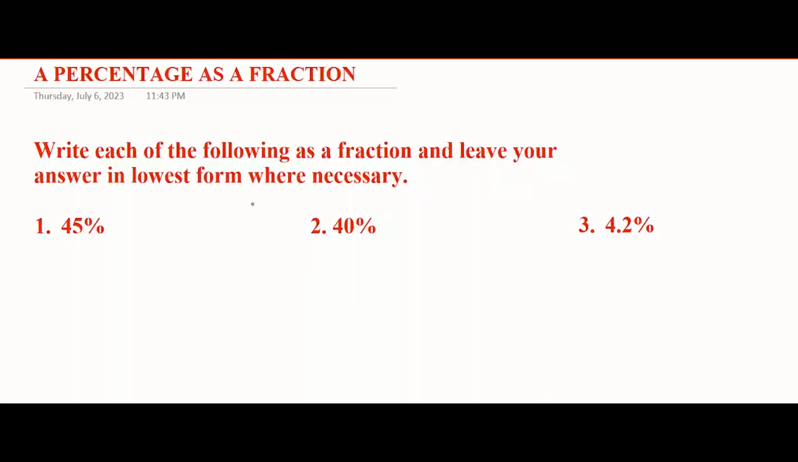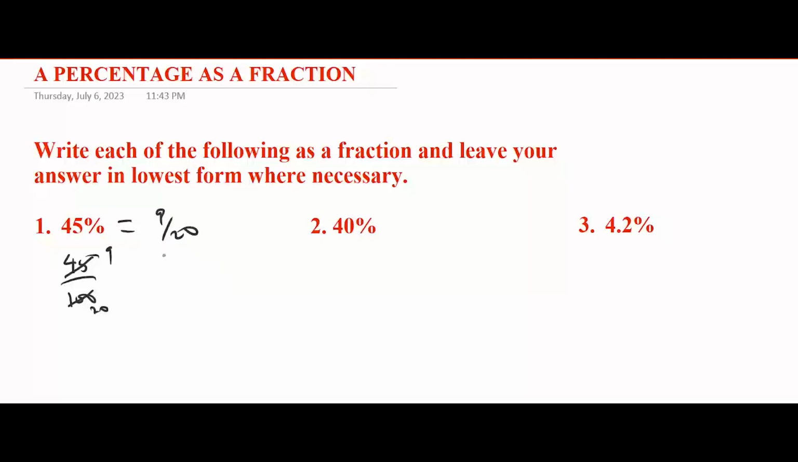Write each of the following as a fraction and leave your answer in lowest form where necessary. The first one is 45%, which could be written as 45 out of 100. So 5 can go into 45 and 100. 5 goes into 45 nine times. 5 goes into 100 twenty times. So that means 45% is the same thing as 9 out of 20.